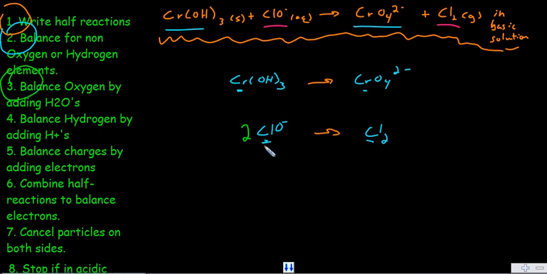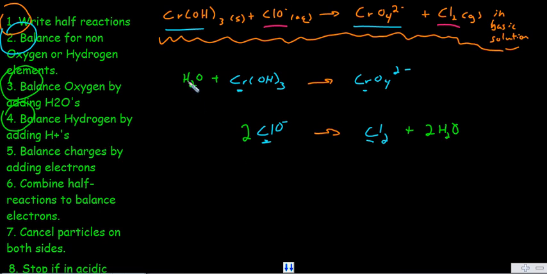Balance oxygen by adding waters. So count the number of oxygens on both sides of this top half reaction. We have 3 times 1, we have 3 oxygens on the left, and we have 4 oxygens on the right. So we need to add 1 oxygen on the left by adding 1 water, H2O. And we'll need to do this for the other half reaction as well. We have 2 oxygens on the left and 0 on the right, so we'll need to add 2 waters on the right.